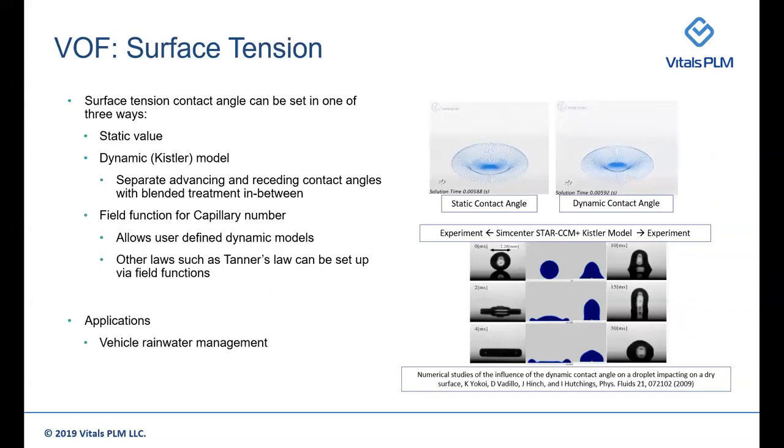Another interesting feature within the WAF is the ability to model surface tension. The surface tension contact angle can be modeled in three different ways. You can define the contact angle as a static value, or you can define it using a dynamic model, where it separates the advancing and receding contact angles with blending in between. And the third one is based on the capillary number.